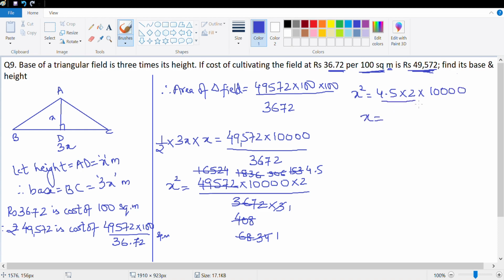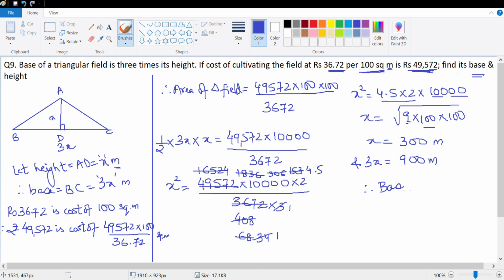So x would be equal to, this is 9. So that's square root of 9, and this would be 100 into 100, which means out of this 100 comes out, out of this 3 comes out, so this is 300. And what was the unit we took? Meter. So x is equal to 300 meter. So and 3x would be equal to 3 into 300, that's 900 meter. Therefore base is equal to 900 meter and height is equal to 300 meter.